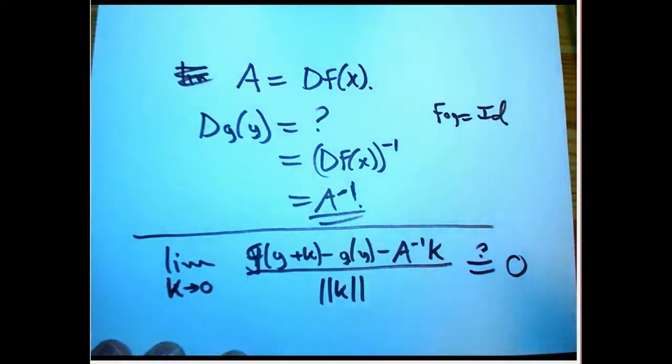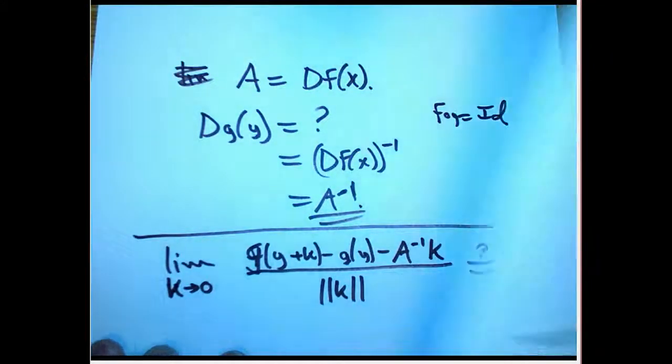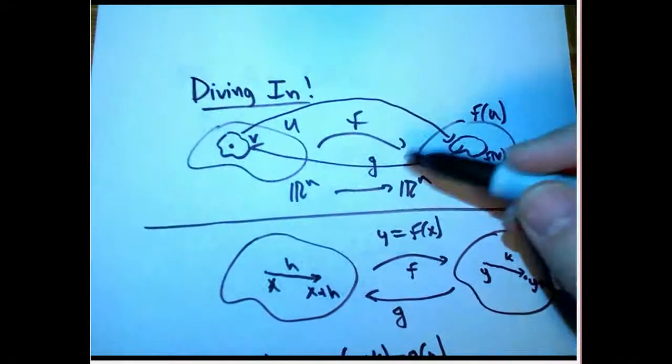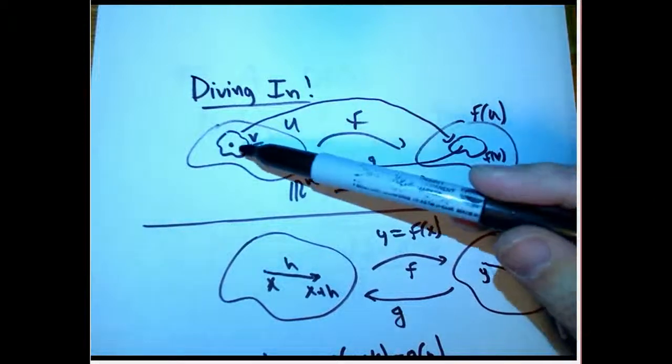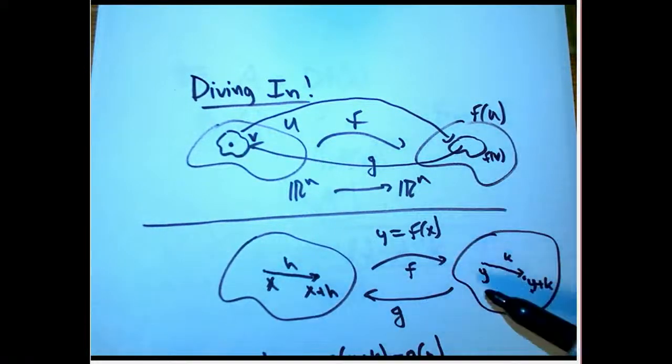Okay, so let's review just real quick what we have to assume so far. I've already assumed that f is locally 1 to 1 right near x, so that this setup makes any sense at all.